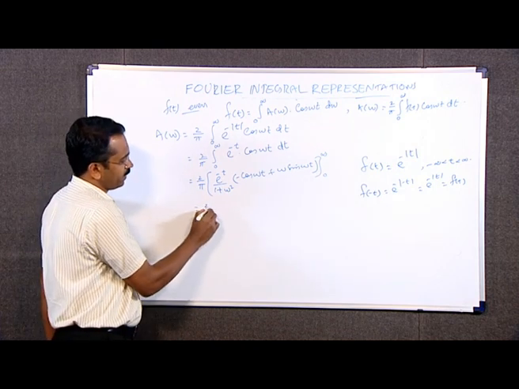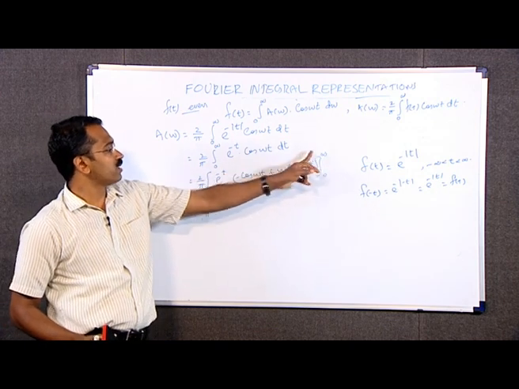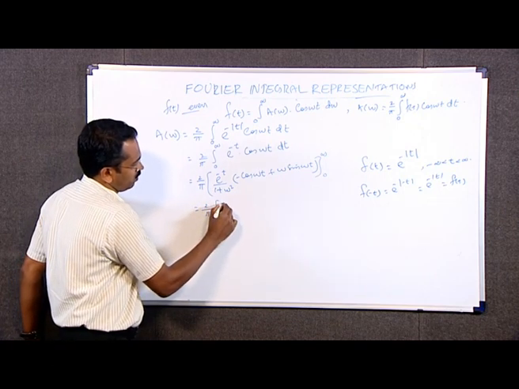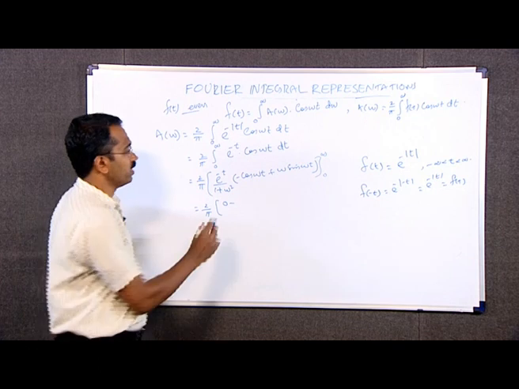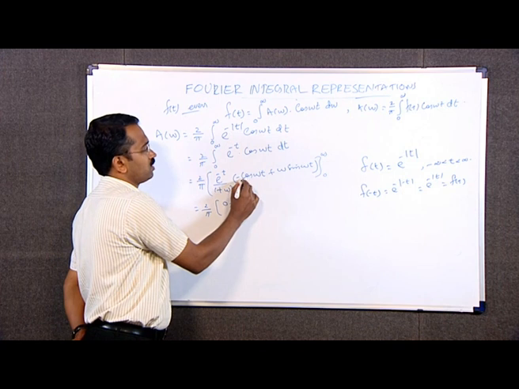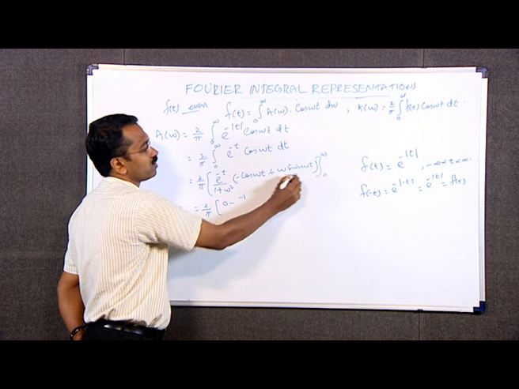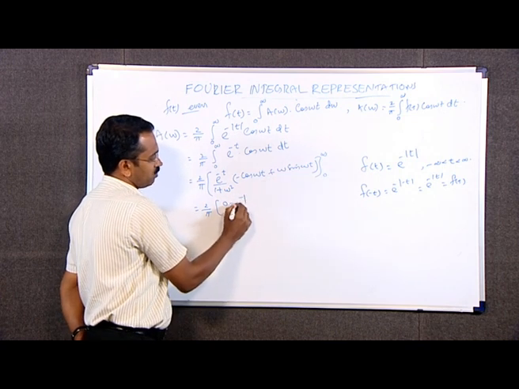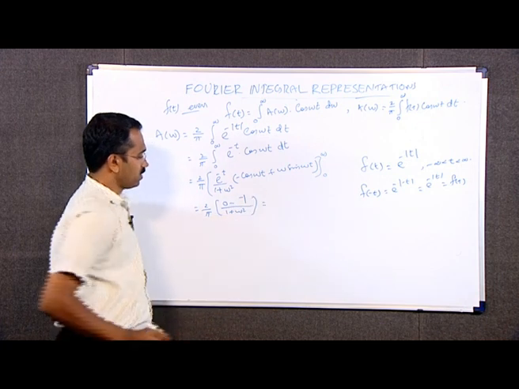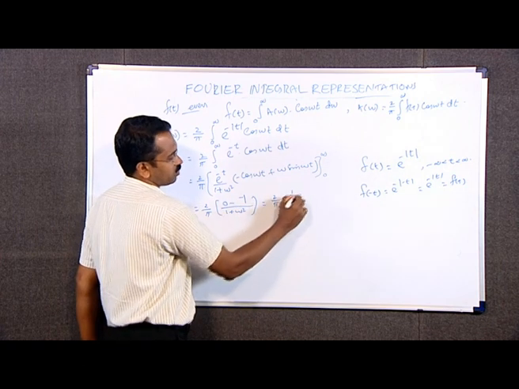This is equal to 2 by pi into, when t tends to infinity, this will become 0, minus, when t equal to 0, here e raised to 0 is 1. This is minus cos 0. Minus cos 0 is minus 1. Sin 0 is 0. Therefore, minus of minus 1 divided by 1 plus omega square. That is 2 by pi into 1 by 1 plus omega square.